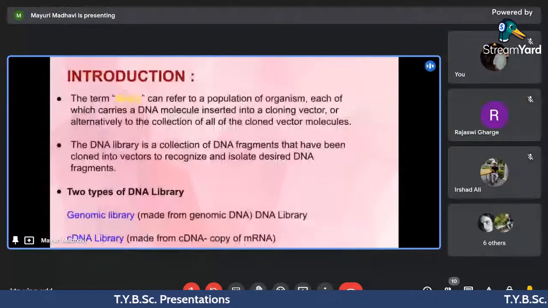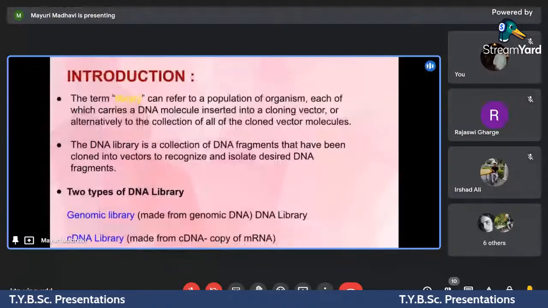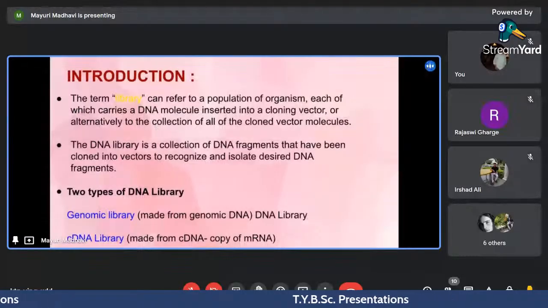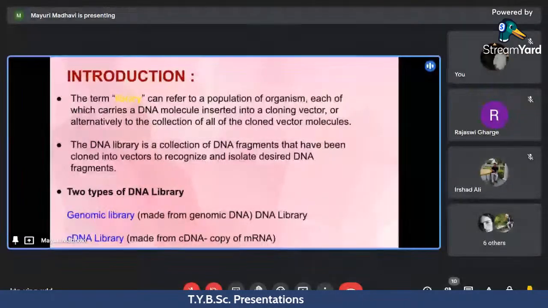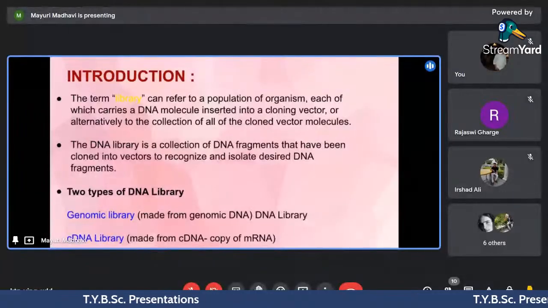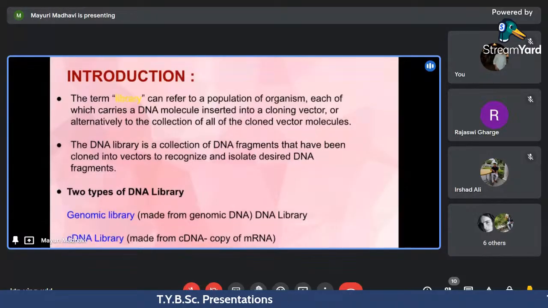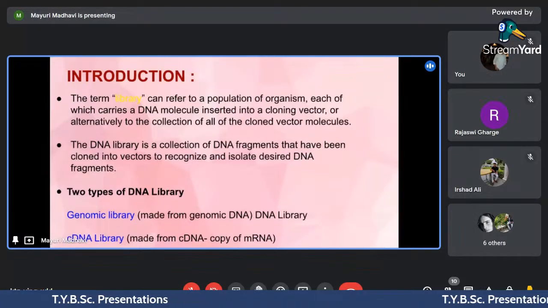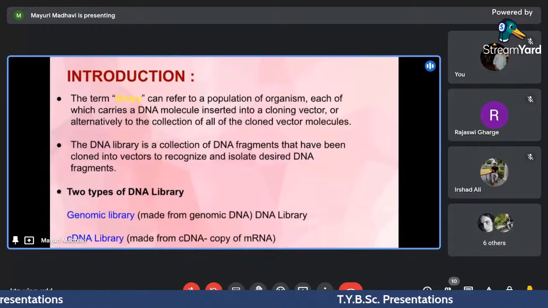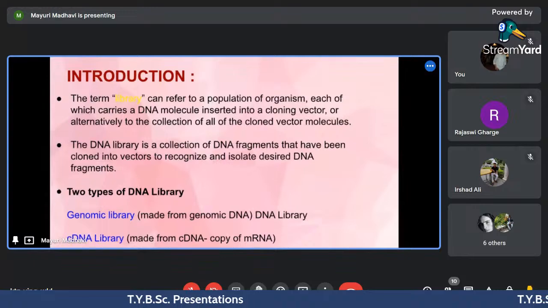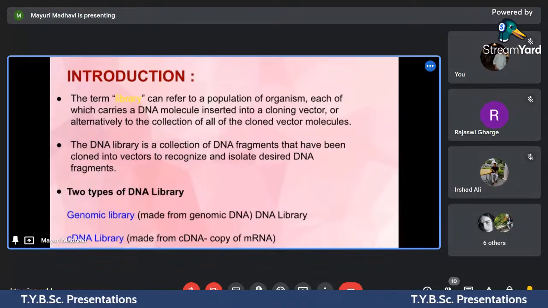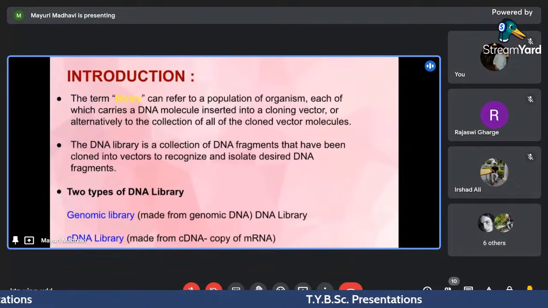First, introduction. The term library can refer to a population of organisms, each of which carries a DNA molecule inserted into a cloning vector, or alternatively to the collection of all the cloned vector molecules. A DNA library is a collection of DNA fragments that have been cloned into a vector to recognize and isolate desired DNA fragments. There are two types of DNA libraries: genomic library, which is made from genomic DNA, and cDNA library, made from a copy of mRNA by reverse transcriptase.